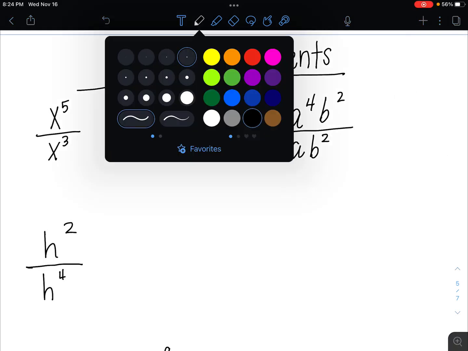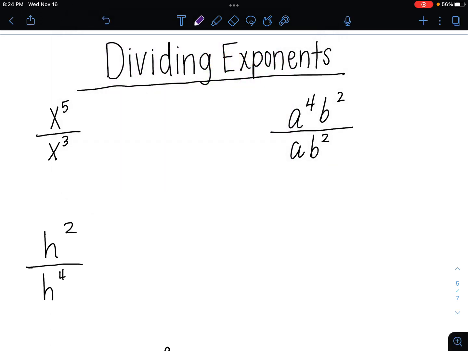All right, let's talk about dividing exponents. So we're going to again start out by putting it into factored form. So when we have x to the fifth divided by x to the third, we have 5 x's in the numerator. So x times x times x times x times x. And in our denominator, we have x to the third, so x times x times x.